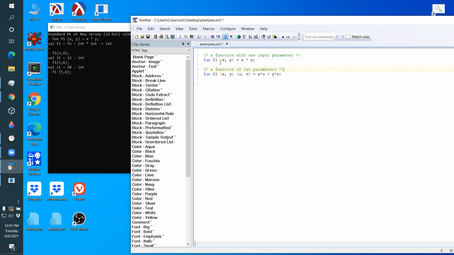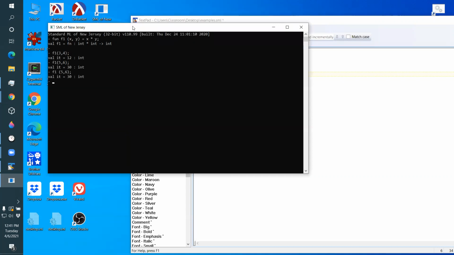Now this is going to stop looking like Java. Here's the function definition. F2 takes in one tuple, then it takes in another tuple. It's not a function of four variables, it's a function of two tuples. So it took 1 times 3 is 3, 2 times 4 is 8, 8 plus 3 is 11.